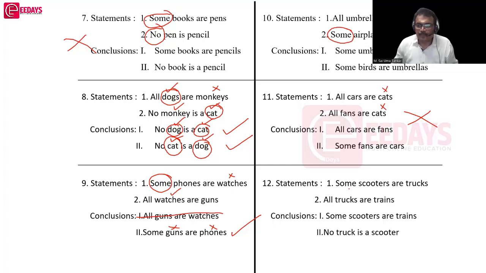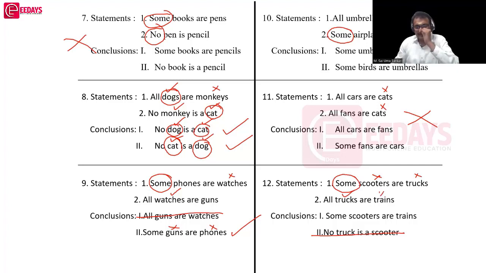Next, some scooters are trucks. All trucks are trains. Here, the statement is particular, so the conclusion is also particular. So, no need to check the second one. Just focus on the first one only. Some scooters are trains. But you need to check whether the middle term is distributed in the statement or not.